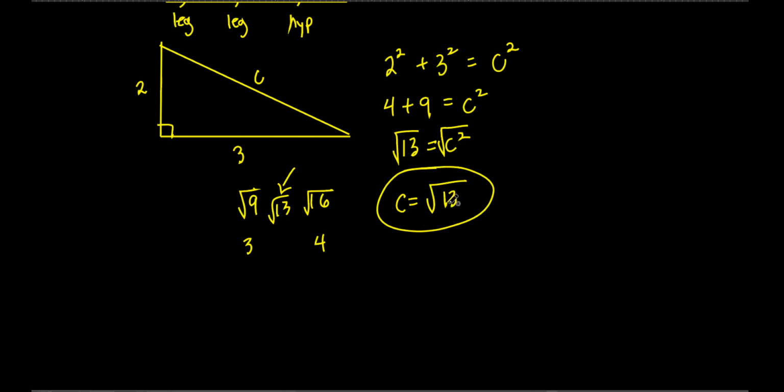That's your answer. It's the square root of 13. So C is equal to the square root of 13. That seems kind of weird. You're like, well, what does that mean? Well, what it means is it's 3.6. It's a little bit longer than this side right here. You see that? That's what it means. It's approximately 3.6.